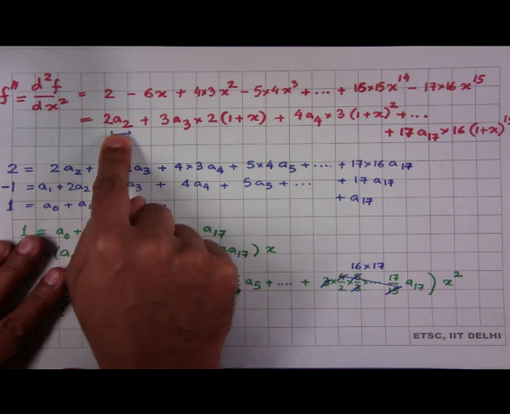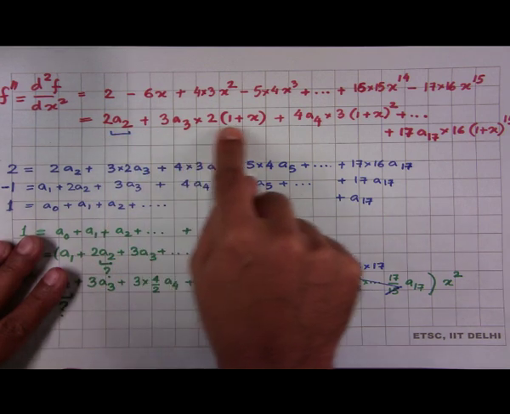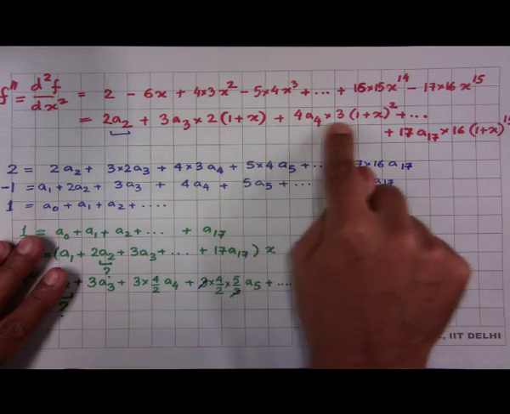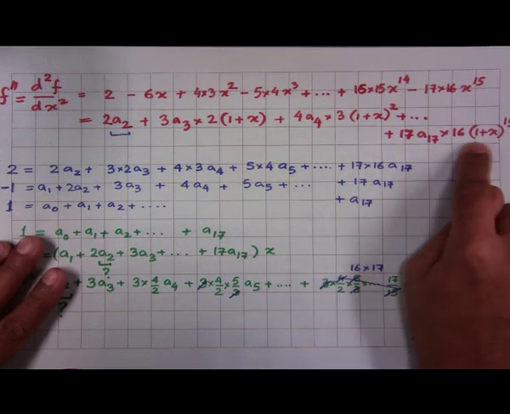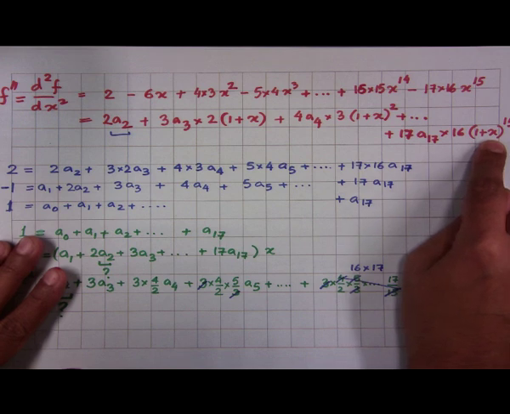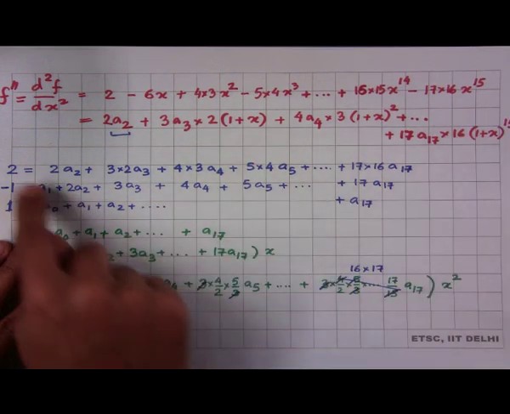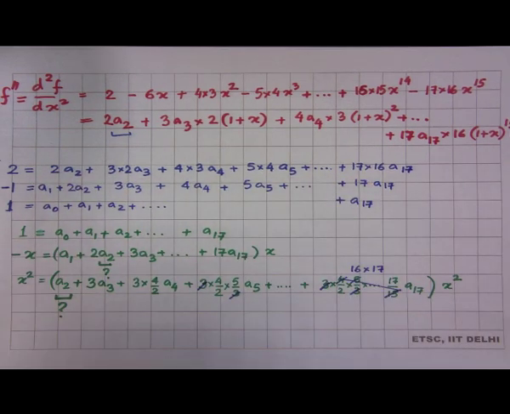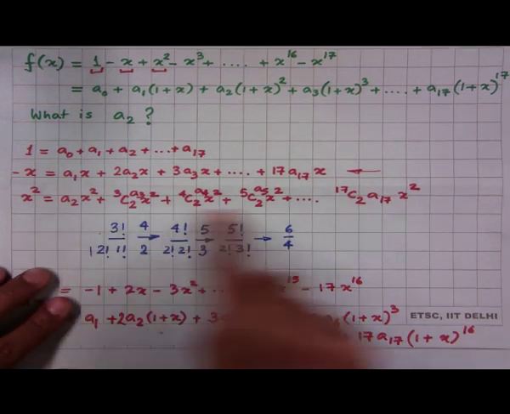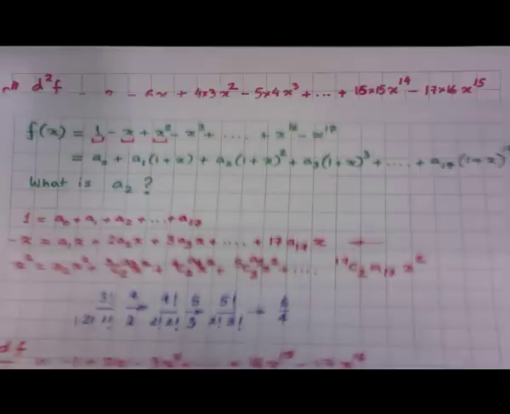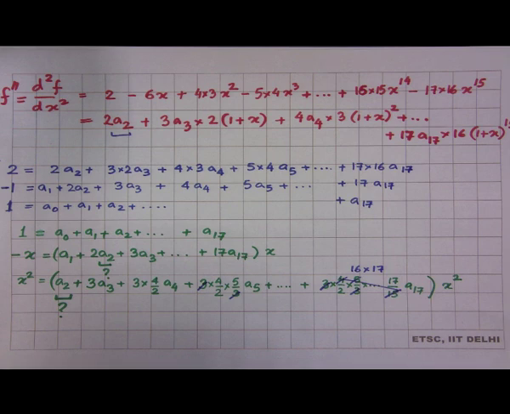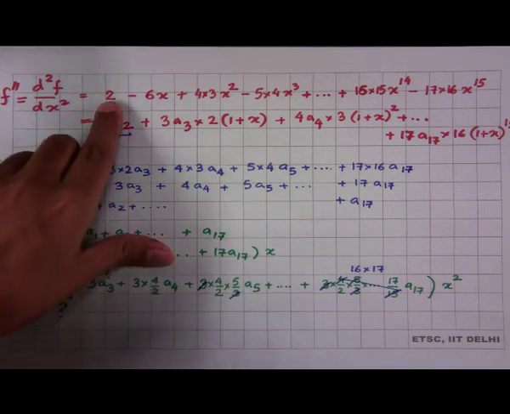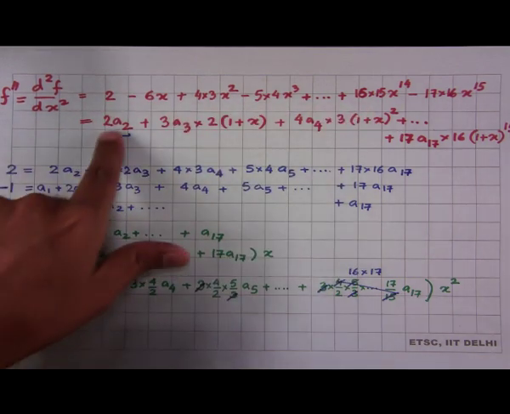I got 2 a 2 plus 3 a 3 times 2 into 1 plus x plus 4 a 4 times 3 into 1 plus x the whole squared plus dot dot dot 17 a 17 into 16 times 1 plus x power 15. And now, if I plug in x equal to 0, I get back the same original relationship that I wrote a long time back. If you plug in x equal to 0, you will get 2 is equal to something.